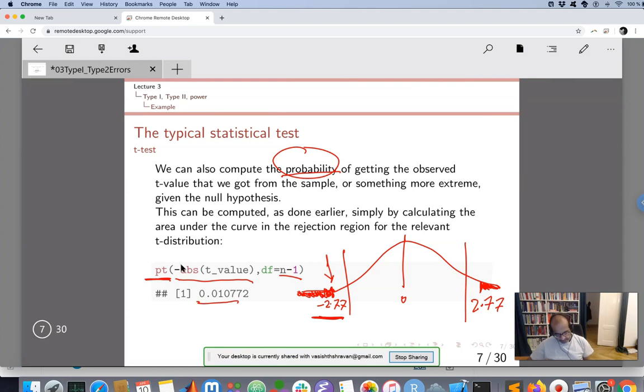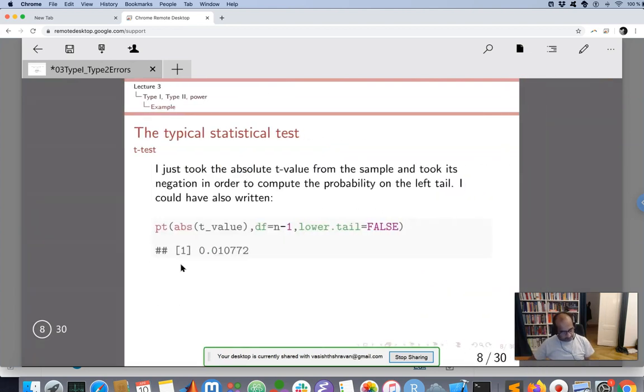That's 0.01. Now this tells me automatically that the area under the curve here is also exactly 0.01, whatever this number is, right? So really, the probability of observing minus 2.77 or something more extreme and plus 2.77 or something more extreme is going to be 2 times this probability that I've just computed here. We can compute that probability and multiply it by 2 to get the probability of observing that extreme value, 2.77, or something more extreme than that.